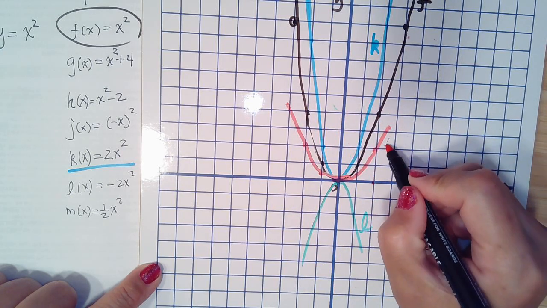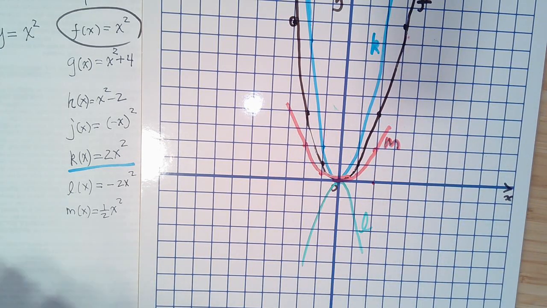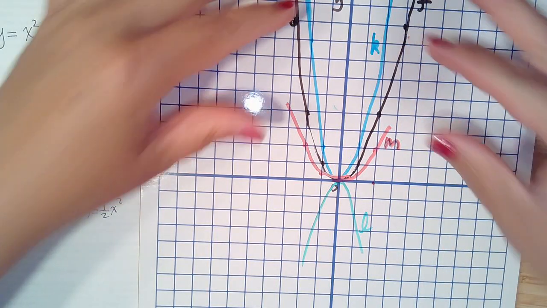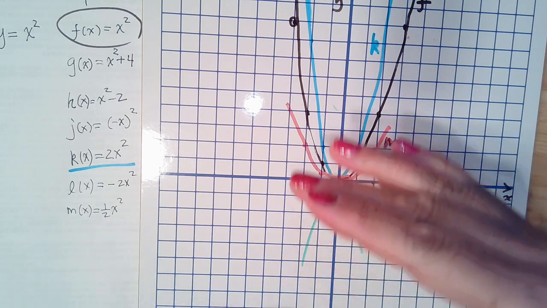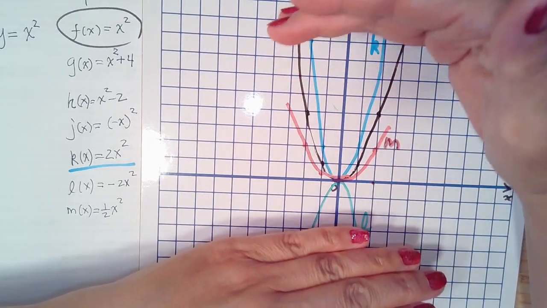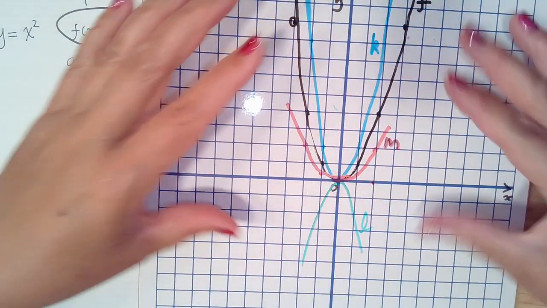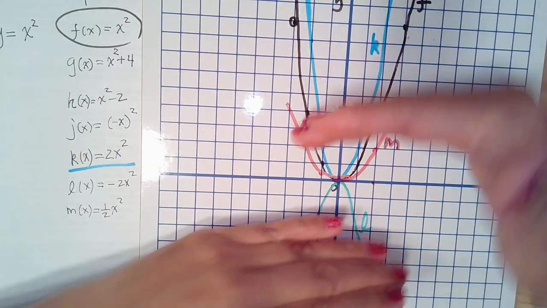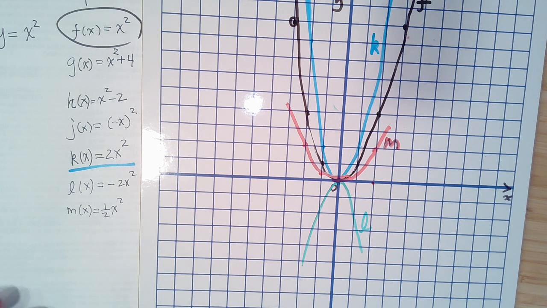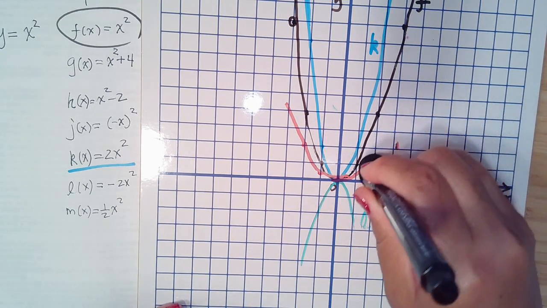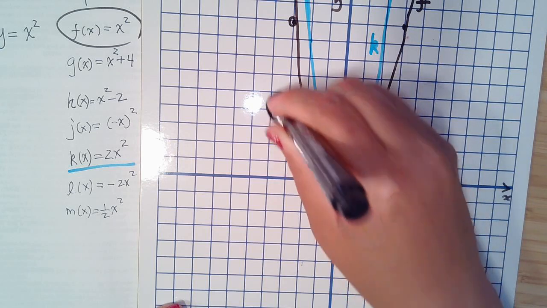And this is m. So what it says is from the parent function, if you have a factor before that is 1/2, what are you going to do? You're going to press it down. Press it down towards the x-axis. Press it down or compress it by a factor of 1/2. Okay? I think right now I can erase everything except my parent function.